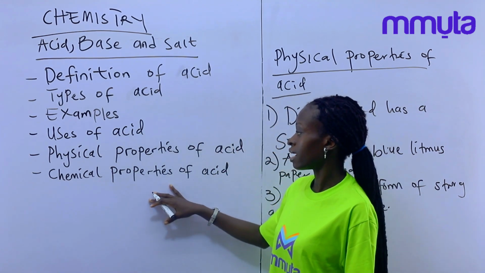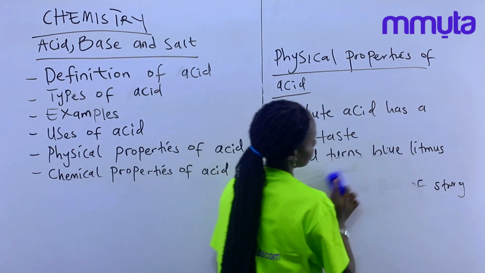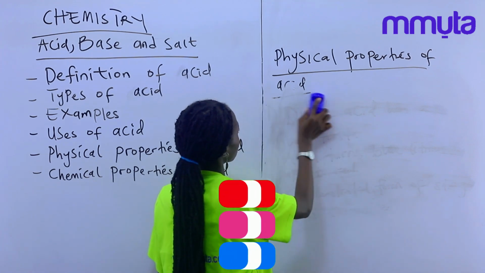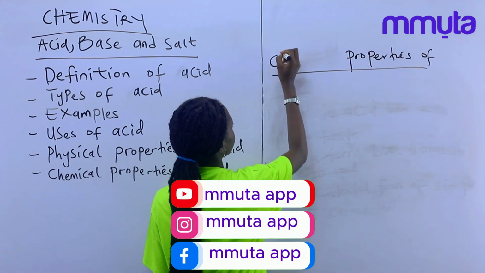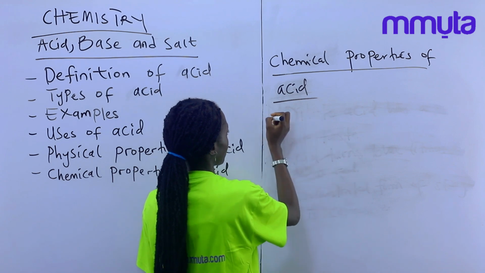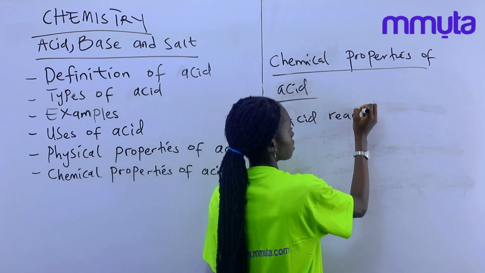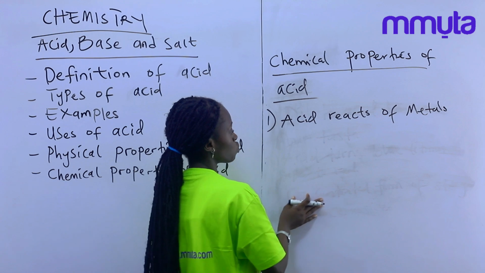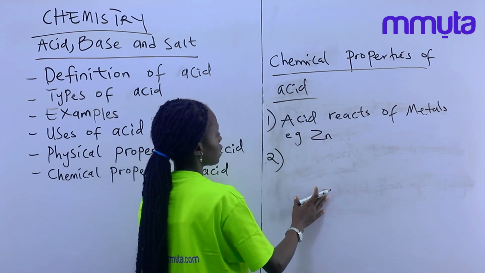Now the next one we'll be looking at here is the chemical properties of acid. Now the first chemical property of an acid we'll be looking at is, acid reacts with metals. Now an example of the metals acid can react with is zinc, e.g. zinc.